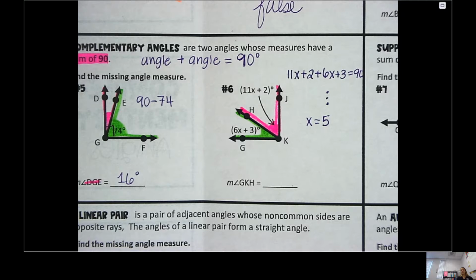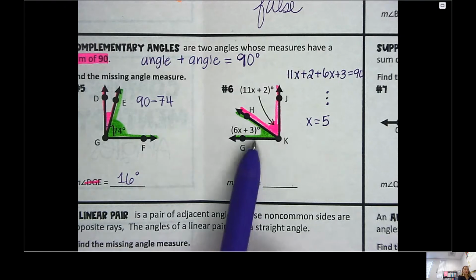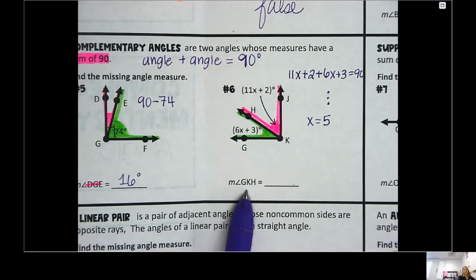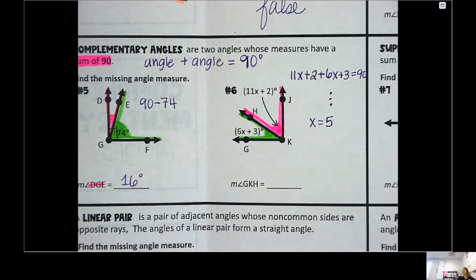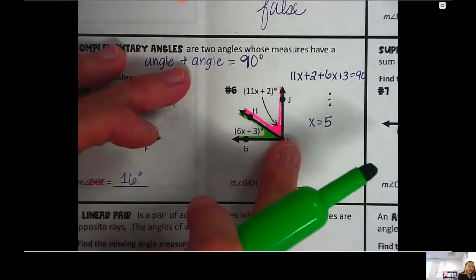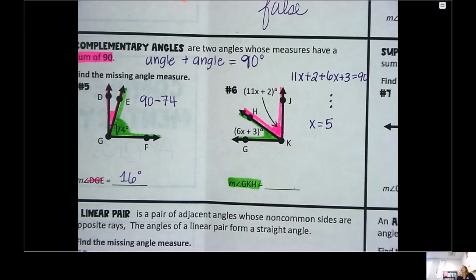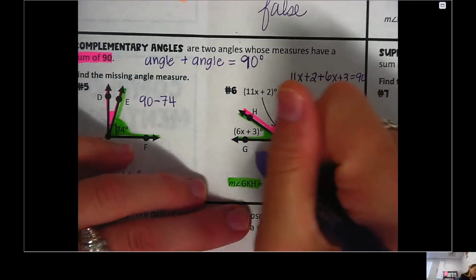Plug it in. Now, which one am I plugging it into, or does it matter? The green one or the pink one? You could plug it into both, but which question am I asking you for? The green one, G, K, H. That means start at G, go towards K, and at H. That's the green one. So I want to plug it into the green one, but you could plug it into both to check your answer. That's not a bad choice.